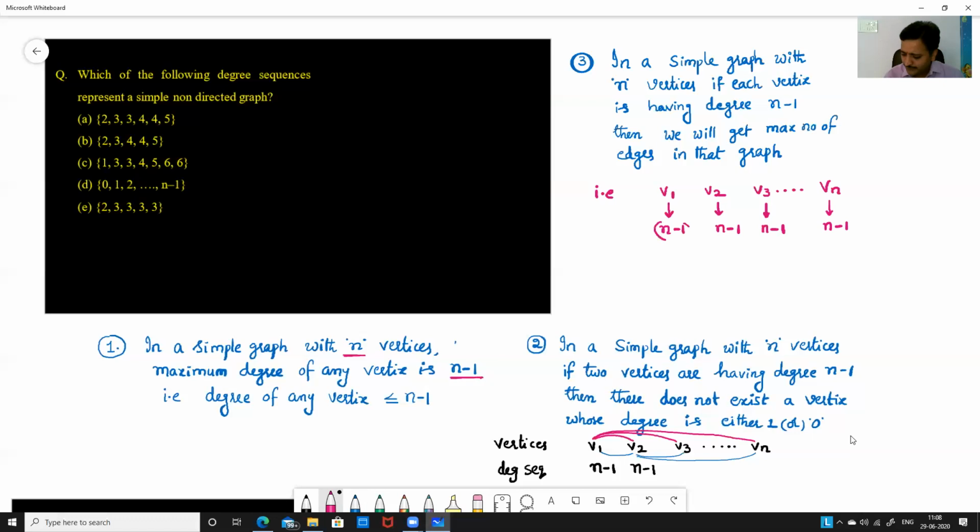But if I sum up degrees of all vertices, the sum of all these degrees, this total value must be equal to 2 times the total number of edges, according to the sum of degrees of vertices theorem. So total how many times n minus 1 we are having? n times we are having n minus 1. Therefore, total we are having n times n minus 1. Therefore, n into n minus 1 must be equal to 2 times the number of edges.